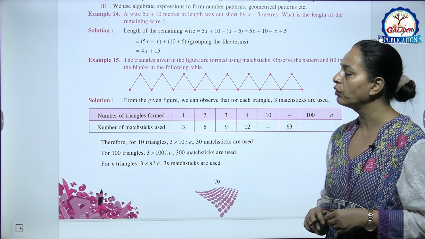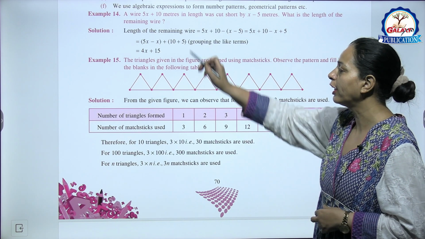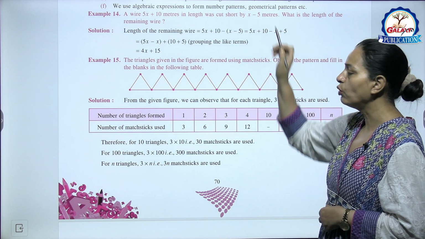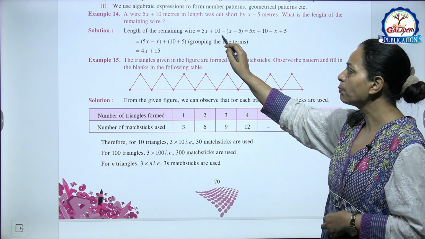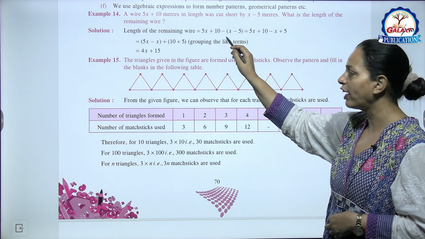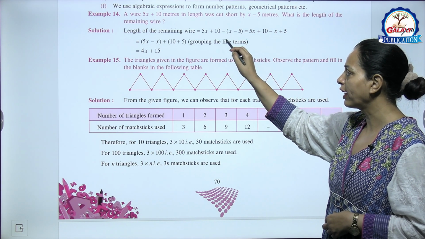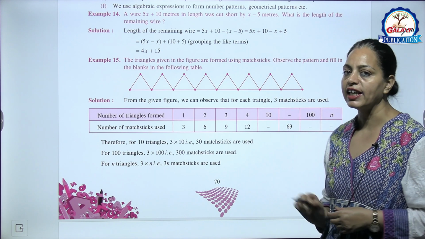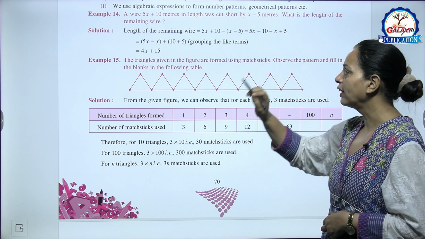What is the length of the remaining wire? तो हम क्या करेंगे, टोटल में से this piece we have to minus. So 5x plus 10 minus x minus 5. So change the sign of this bracket. So 5x plus 10 minus x plus 5. Now combine the like terms.